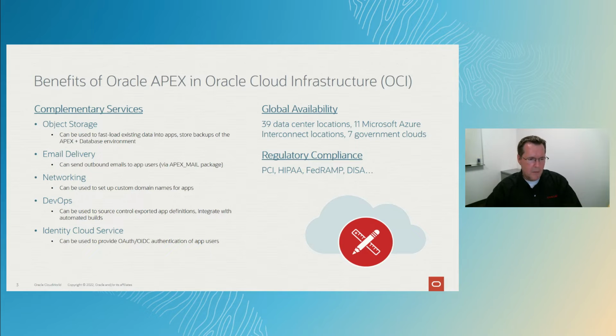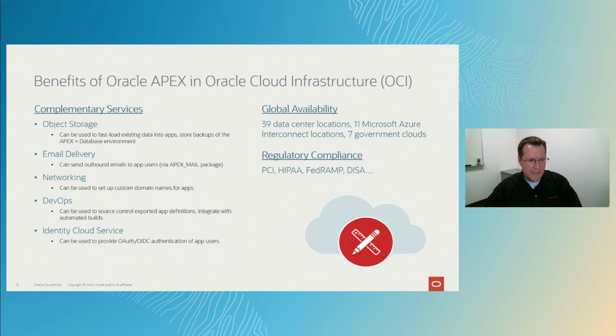DevOps. OCI has a bunch of very helpful DevOps cloud services. You can easily stand up a cloud-based Git for source control. You can export your Apex application definitions to files and then store those in a cloud-based Git. You can do all kinds of interesting things with the DevOps services.